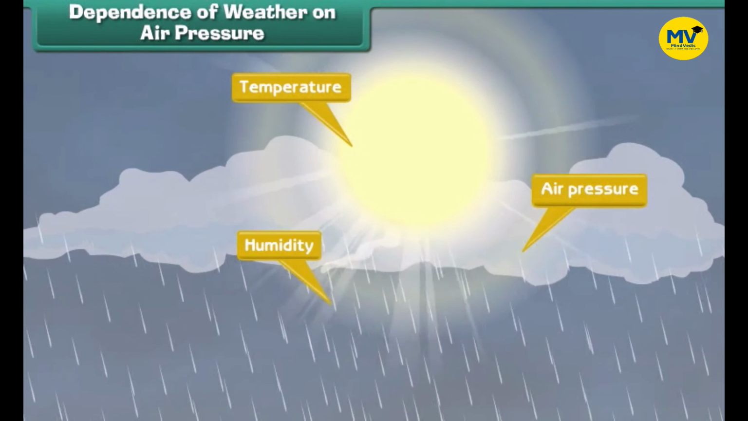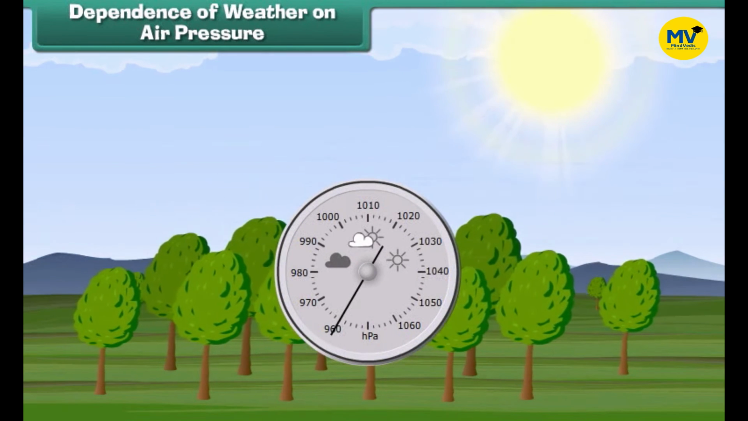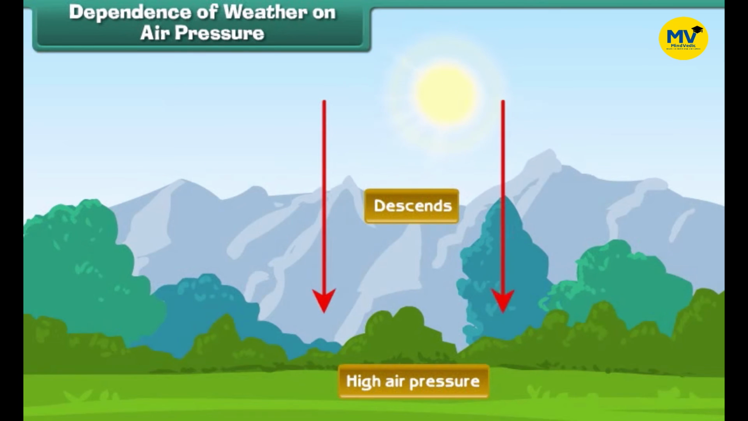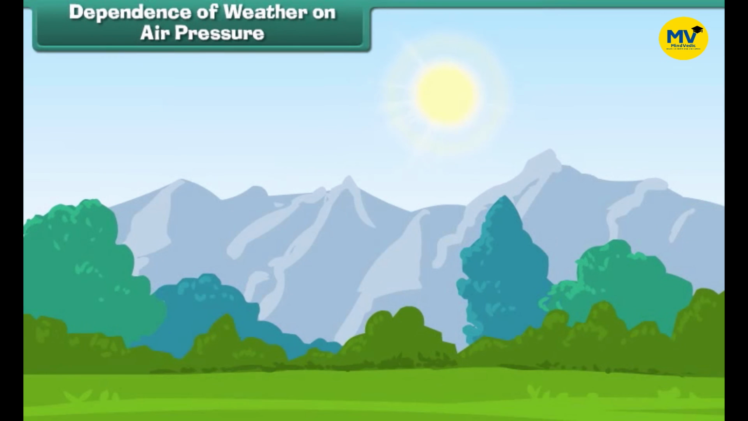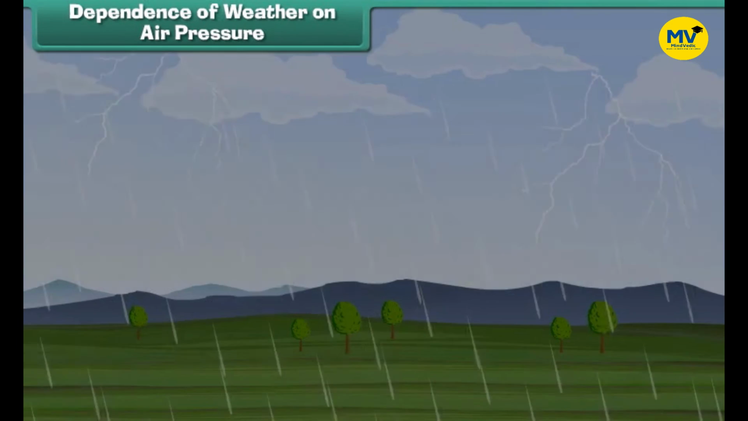What next? Yes, air pressure. You might not realize, but the air around you actually has a weight. We measure air pressure with a device called the barometer. In areas of high pressure, the air slowly descends to the Earth's surface. High-pressure areas are associated with clear sunny days. In areas of low pressure, air rises up into the atmosphere. Low-pressure areas have high humidity, clouds, rain, and other kind of precipitation.